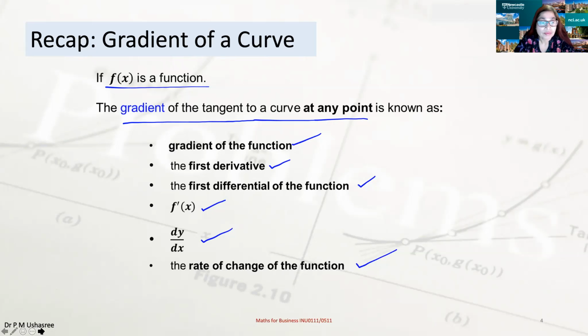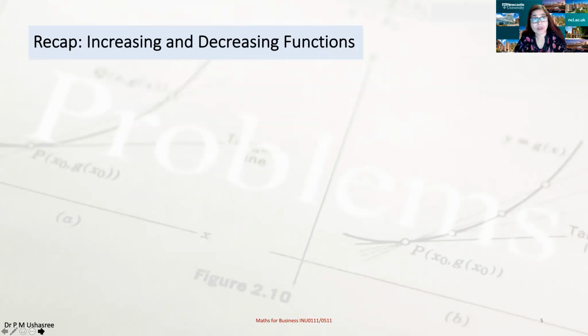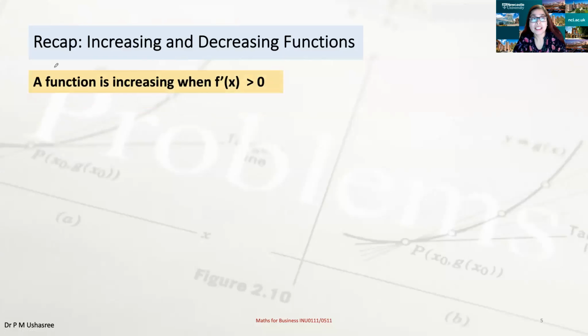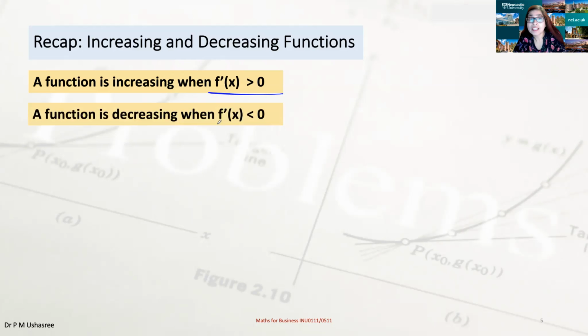So we also saw the increasing and decreasing function. In the lecture, we solved a problem and you try to choose some points which are in that region. A function is increasing when the first derivative is greater than 0 at that point. A function is decreasing when f prime x is less than 0 at that point.